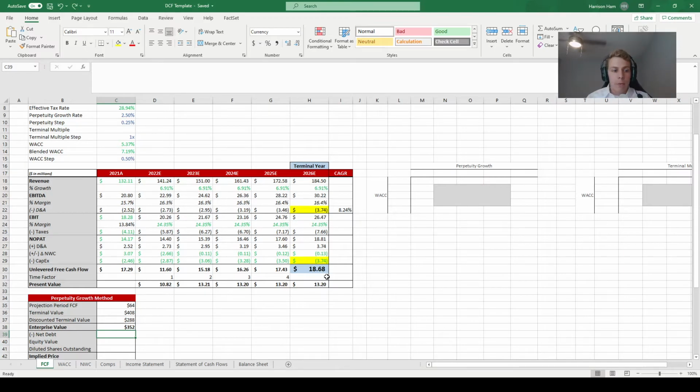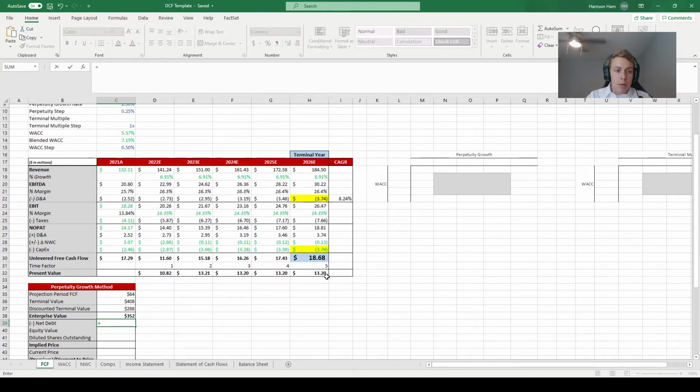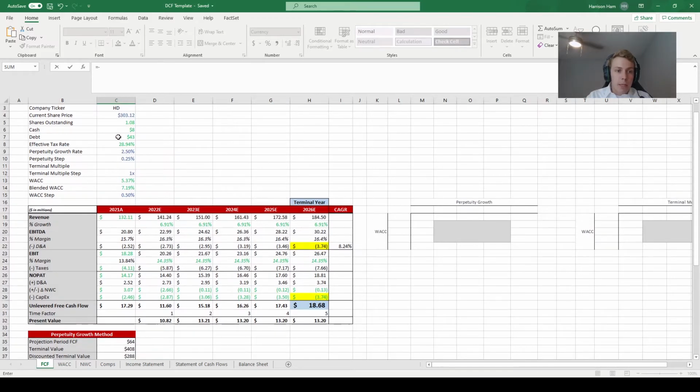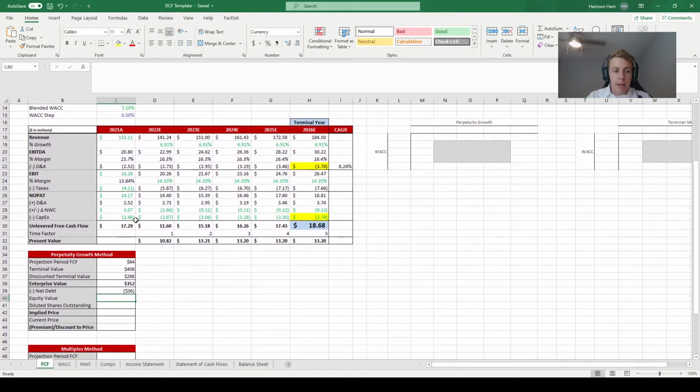So now in order to get from enterprise value to equity value, we need to subtract off net debt. Keep in mind that net debt is debt minus cash. So if we're subtracting that off, then we're going to do minus the debt plus the cash instead in order to get the subtraction of net debt. And then all we have to do is take the enterprise value and add the negative net debt in order to get to our equity value, aka the market cap.